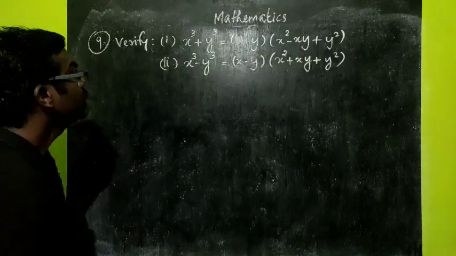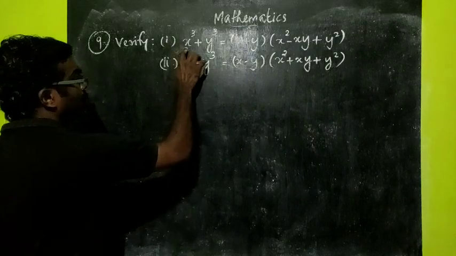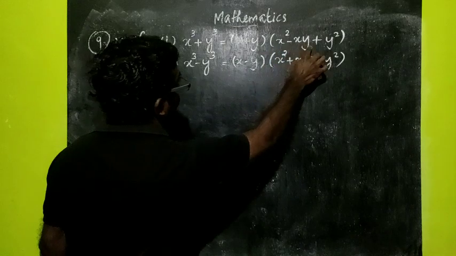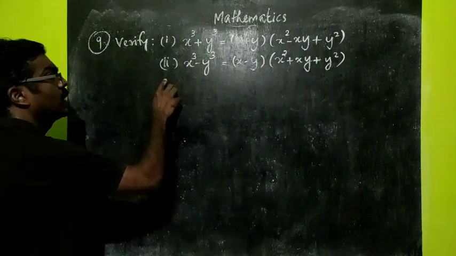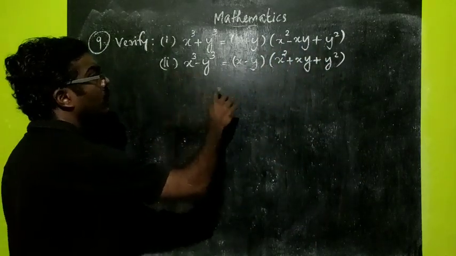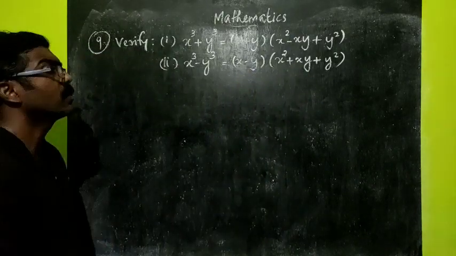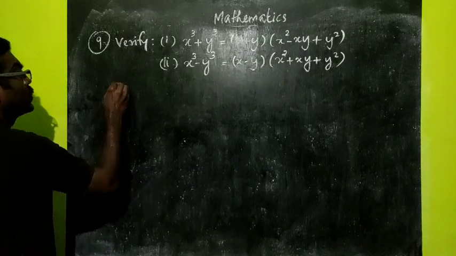Here the next question is to verify. The first one: x cube plus y cube is equal to x plus y into x square minus xy plus y square, and the second one: x cube minus y cube equal to x minus y into x square plus xy plus y square. We can discuss one by one.